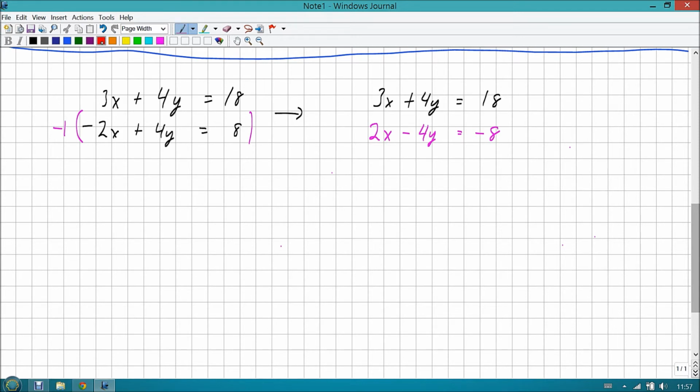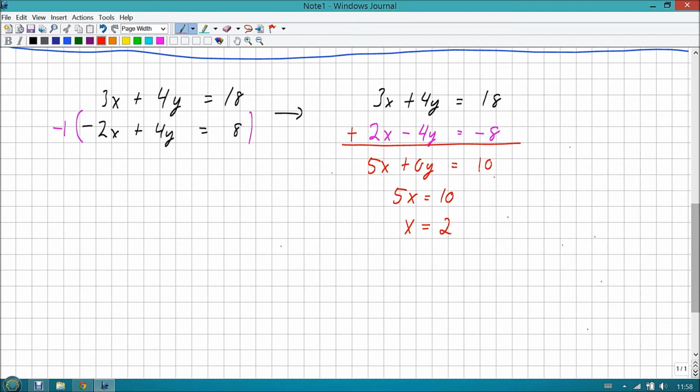So that's exactly what I do on my next line. I add the two equations together, and I eliminate my y's. 3 plus 2 is 5. 4 plus negative 4 is 0. And 18 plus negative 8 is positive 10. Leaving me with 5x is equal to 10. I can then divide both sides by 5, and I get x is equal to 2.